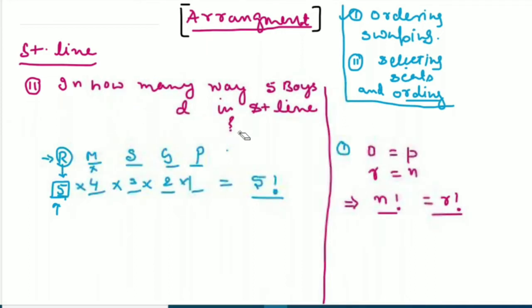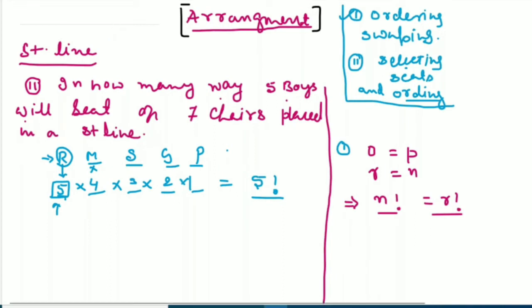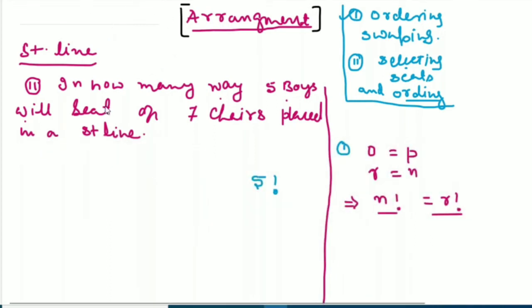Till now, I'm only concentrating upon your concept building. So now this time what is happening? Obviously, I have 1, 2, 3, 4, 5, 6, 7 chairs with me, and I have only 5 boys. So what should my thought process be? First thought process is that first select any 5 places. How can you select 5 places from 7?